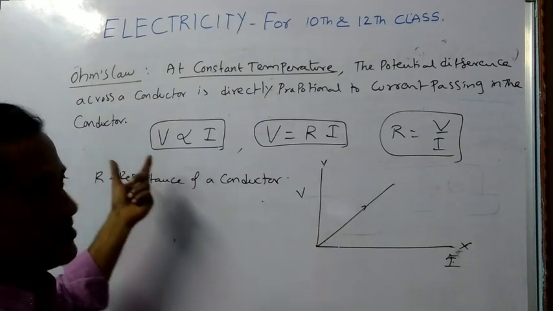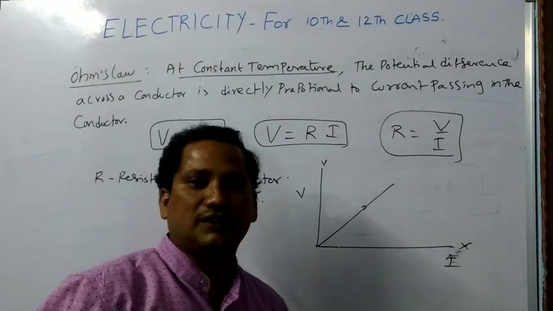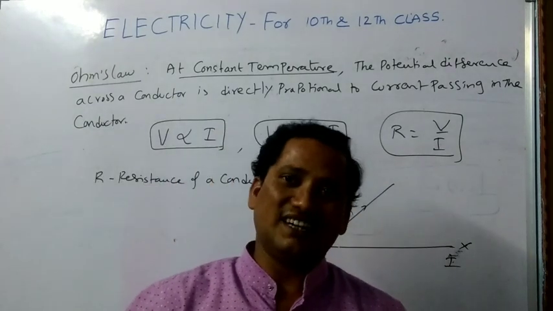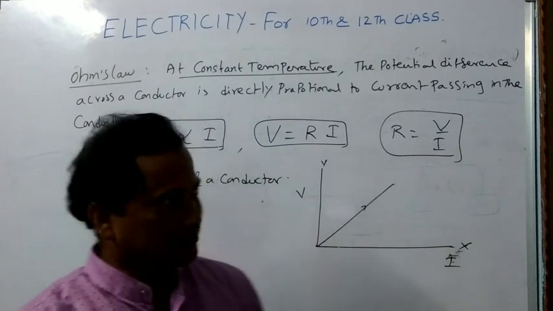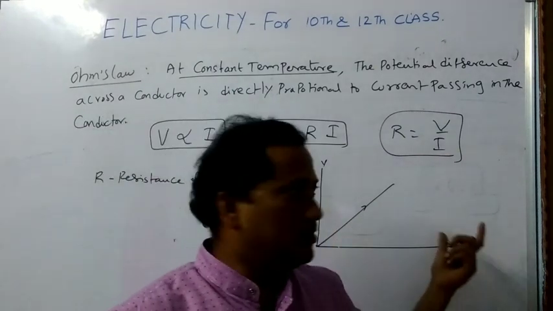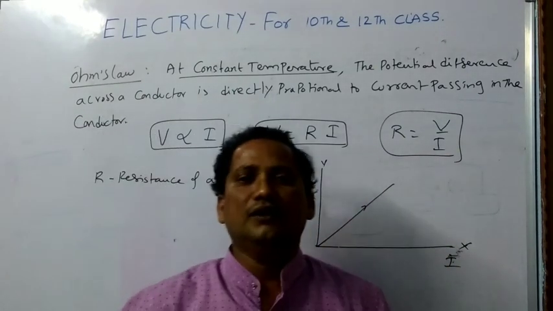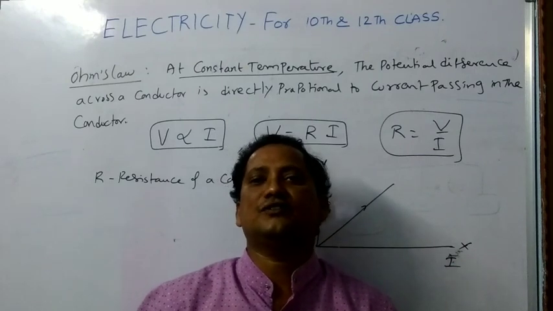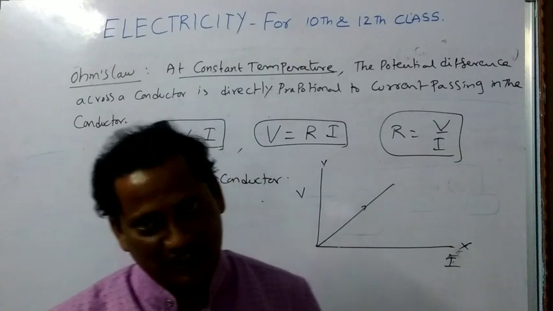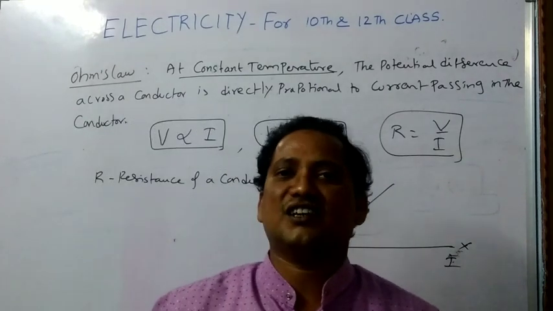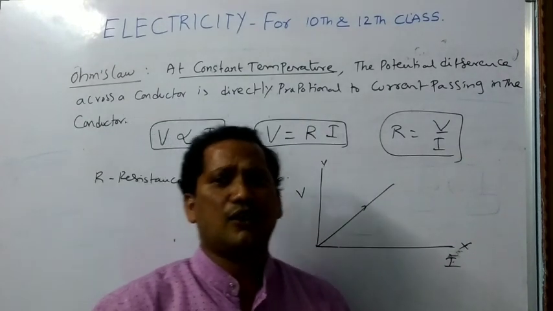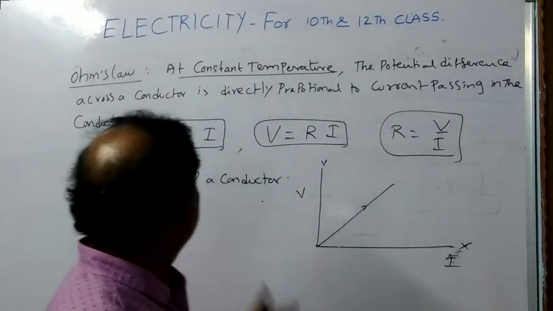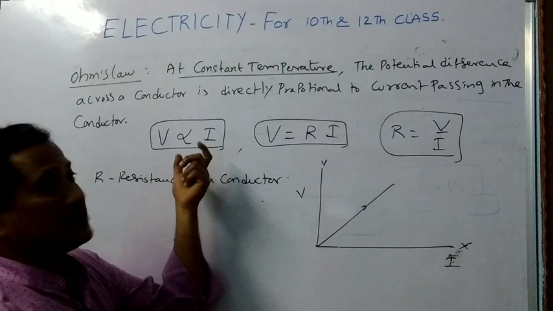Now, basing on this, two types are there: ohmic conductors and non-ohmic conductors. An ohmic conductor means one which obeys Ohm's law, and the device is called an ohmic device. Examples are metals. A non-ohmic conductor or device means one which does not obey Ohm's law. The best examples are semiconductors like diodes, triodes, transistors, etc. So this is about the basics of Ohm's law.